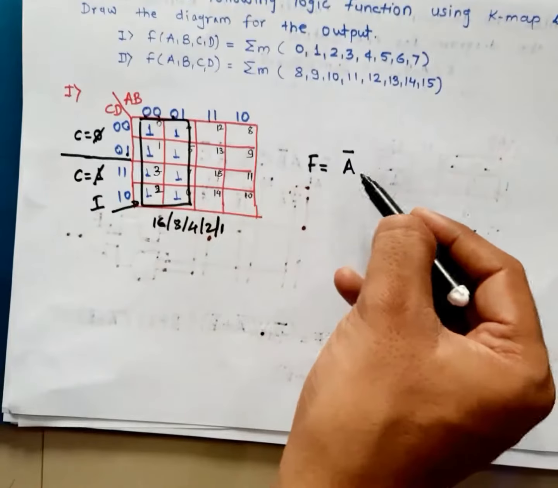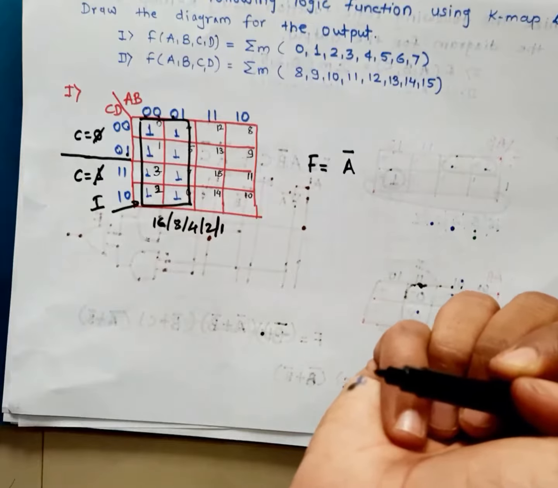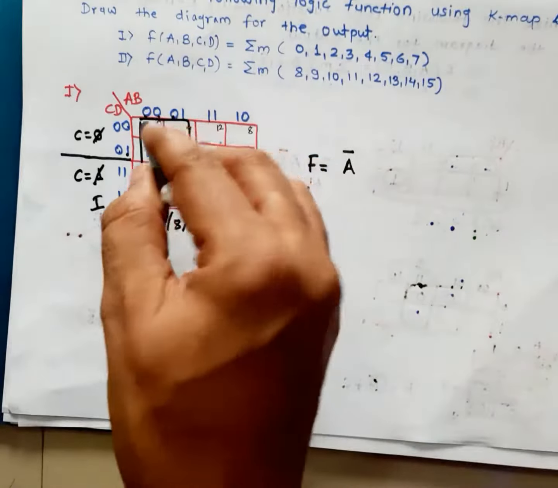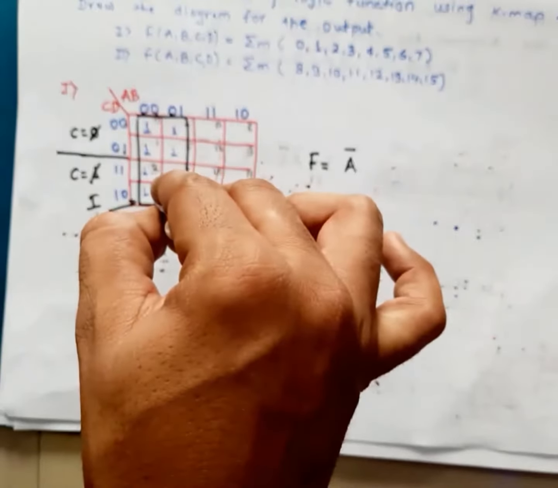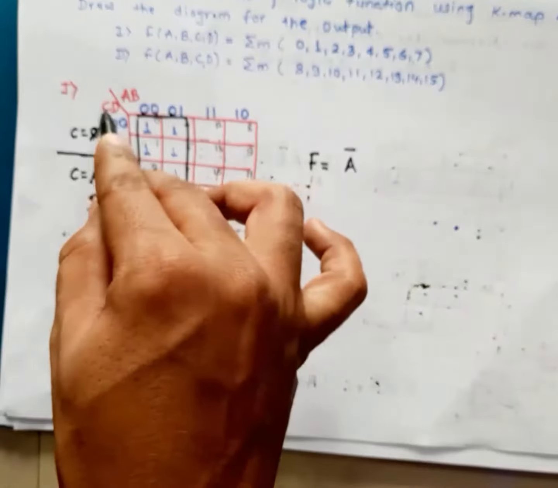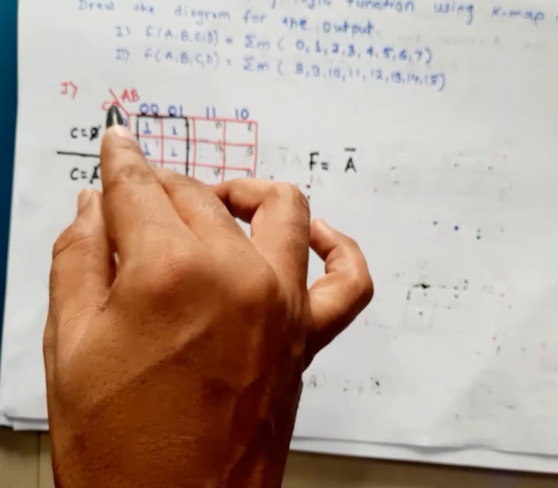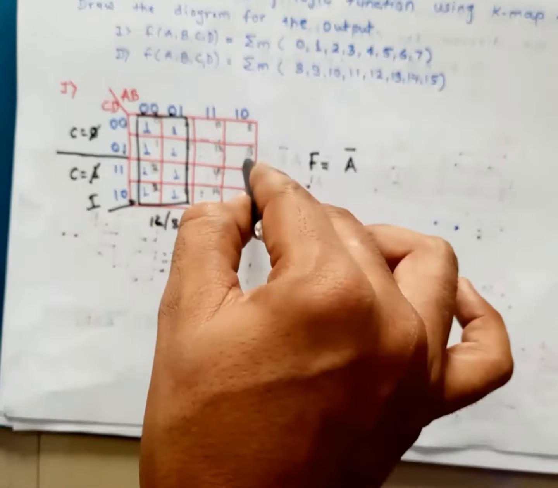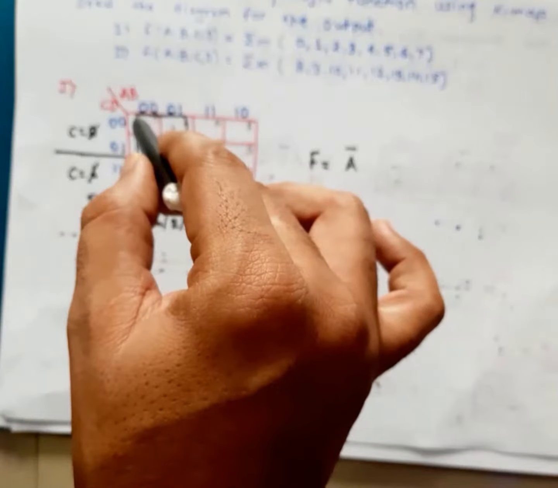So the final equation is F is equal to A bar. Now keep in your mind, when the vertical group is there and all rows are included in a particular group, then both downside variables will get eliminated. If the horizontal group of cells, then the horizontal variable gets eliminated.